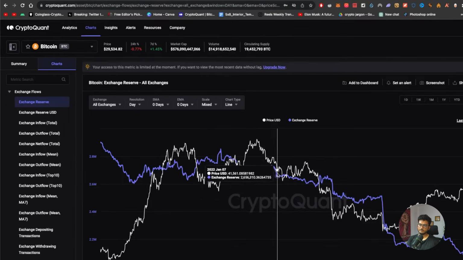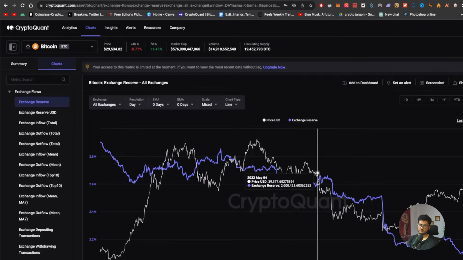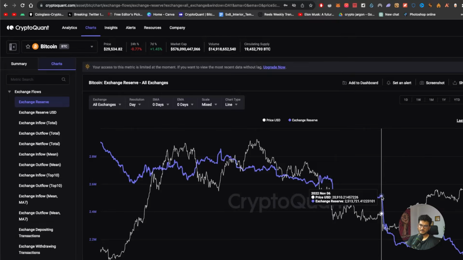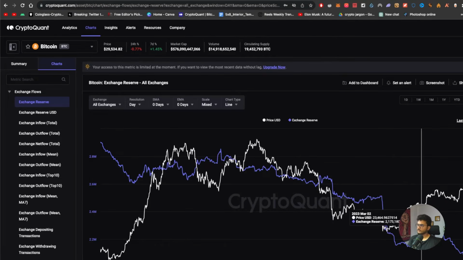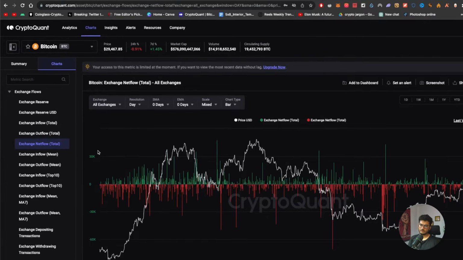And similarly, when the price started falling, we saw that exchange reserve took over the price. And here we can see that the market reversed when the exchange reserve fell below the price. So in this way, you can derive conclusions based on this chart. Similarly, there are a lot of charts and you can derive different conclusions from them.